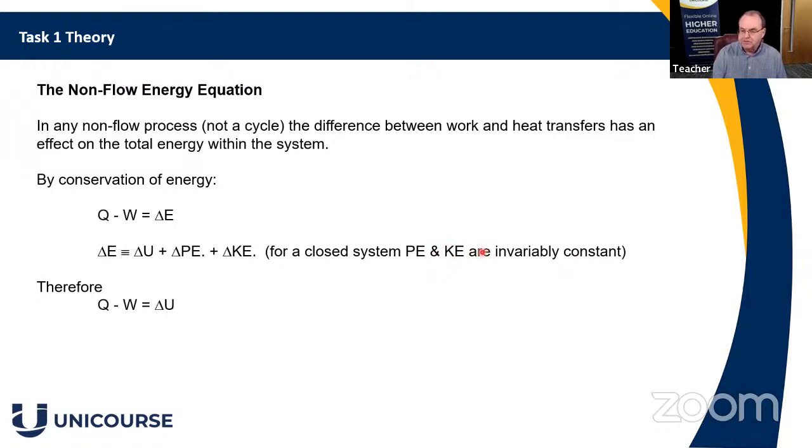Because there's no movement, there's no change in height, there's no velocity, no mean velocity associated with that fluid. So our no-flow equation or non-flow energy equation changes to Q minus W is equal to delta U. And Q is the heat transfer in and out of the system, W is the work transfer in and out of the system, and delta U is a change in internal energy within our system boundary. So let's do a few examples based on using that equation.